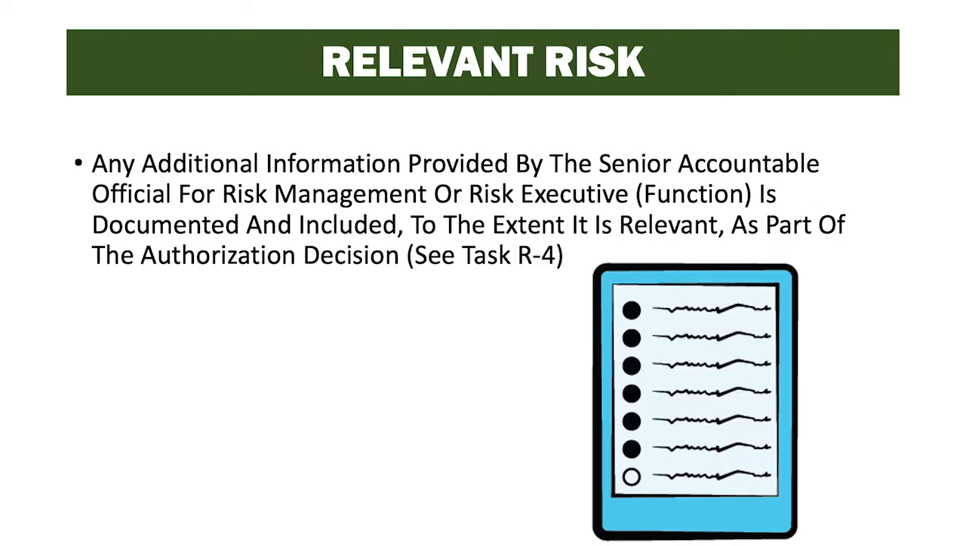Any additional information provided by the senior accountable official for risk management or the risk executive function is documented and included to the extent that it's relevant as part of the authorization decision, as part of task R4 that's coming up. So we want to make sure that when we respond to the system owner or the common control provider, they have all the information that's required that details how the authorizing official made that risk determination.